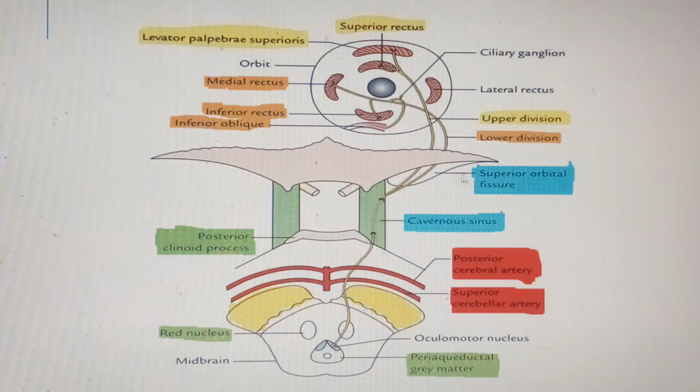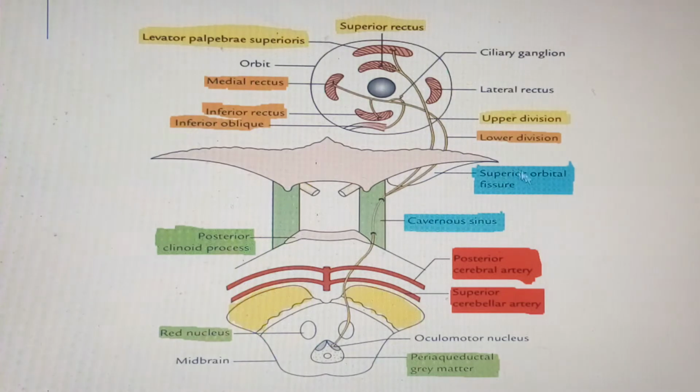Now, it's supposed to enter the orbit, enter the eyeball, yes, by running through what we call the superior orbital fissure, okay, over there. But before it enters the superior orbital fissure, just after coming out of the cavernous sinus, right from the lateral wall of the cavernous sinus, it divides into two. And these divisions, yes, we have what we call the upper division or the superior division, and of course the lower division or the inferior division, okay, of the oculomotor nerve.